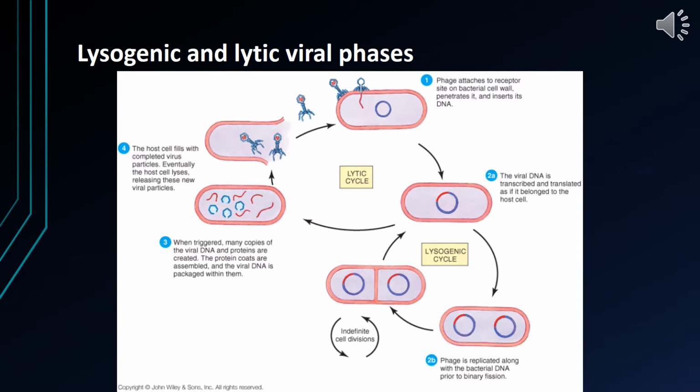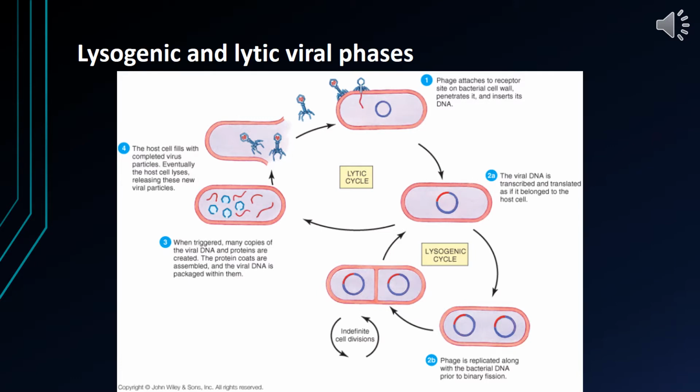Here's the difference between lytic virus phases and lysogenic virus phases. So in either of these cycles, the phage or the virus attaches to a receptor site on the bacterial wall. So this is a bacteriophage, and it penetrates the cell wall and inserts its DNA. The viral DNA is then transcribed and translated as if it belonged to the host cell. And here's when we go into our different cycles.